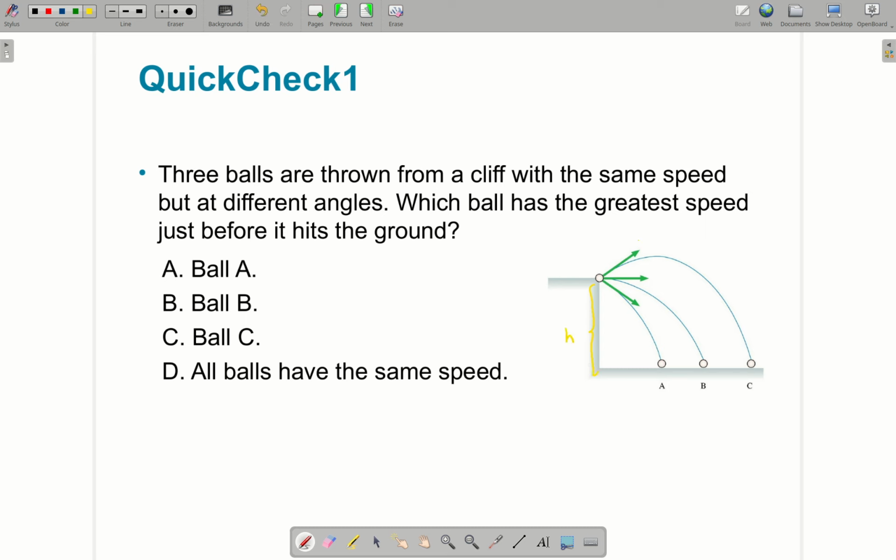With the same speed. So each has the same initial speed, and they follow different paths. Which ball has the greatest speed just before it hits the ground?